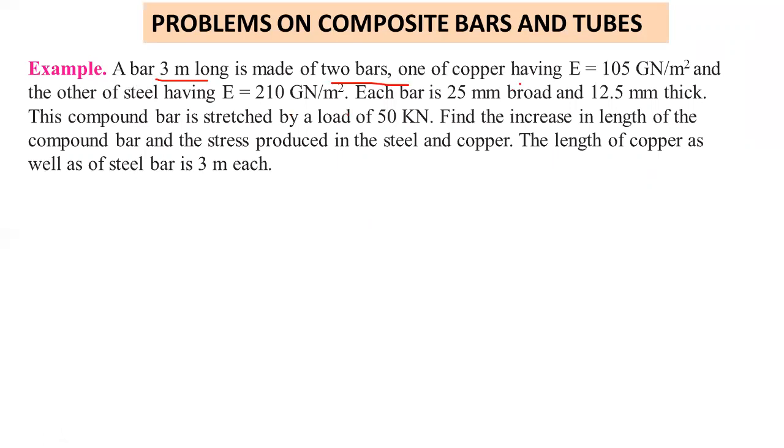One of copper having Young's modulus 105 giga Newton per meter square, and the other of steel having Young's modulus 210 giga Newton per meter square.